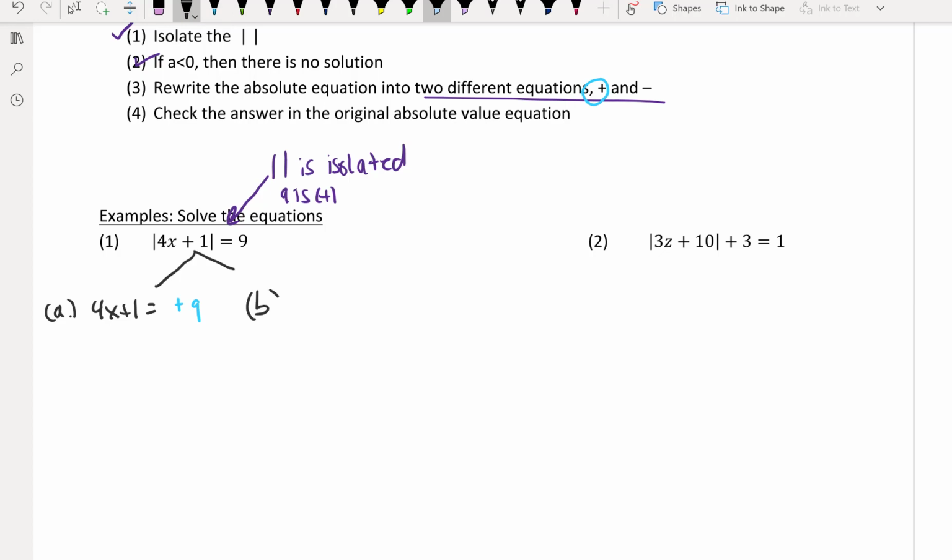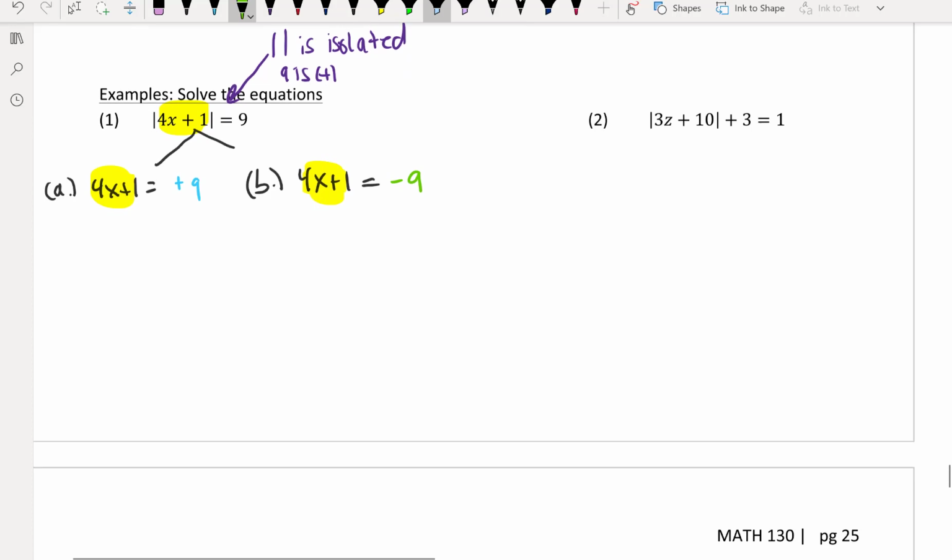For part B, you're going to rewrite this thing in the middle, that 4x plus 1 gets written on both sides, so that's the same. But now, since you already wrote the positive, write the negative. So it's going to be a negative 9. So that 9 is what got split up into a positive and negative. Now I solve each part individually.